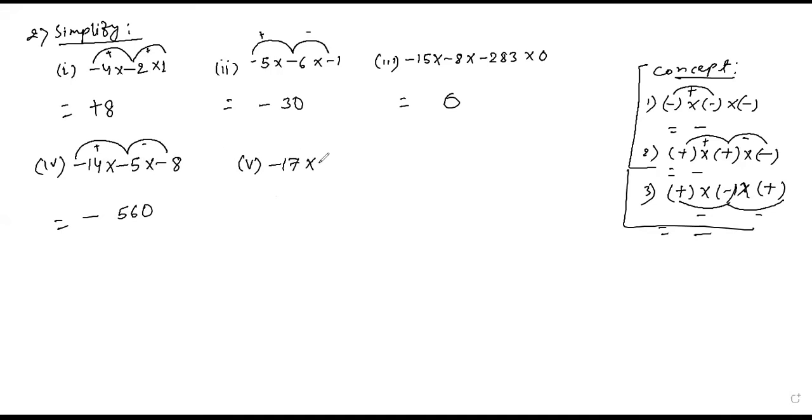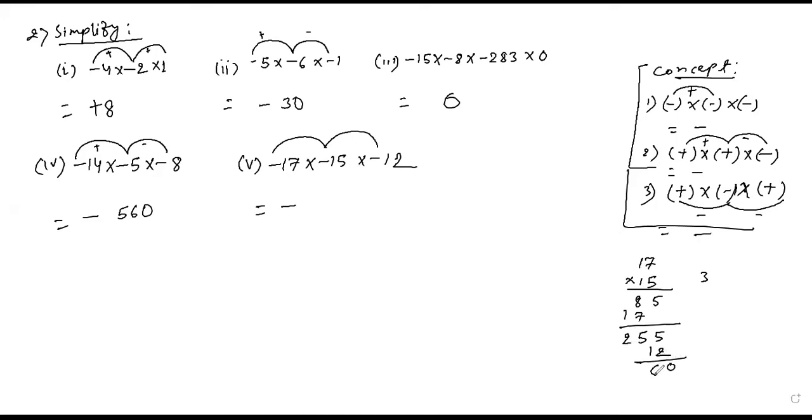Okay, now minus 17 into 15 into minus 12. Again, minus into minus is plus. Plus into minus is minus. Now again multiply here, 17 into 15 into 12. So do it in rough. 17 into 15 is how much? 255. Again multiply with 12. So 3060. Oh, sorry, 5610. Yeah, 5610.